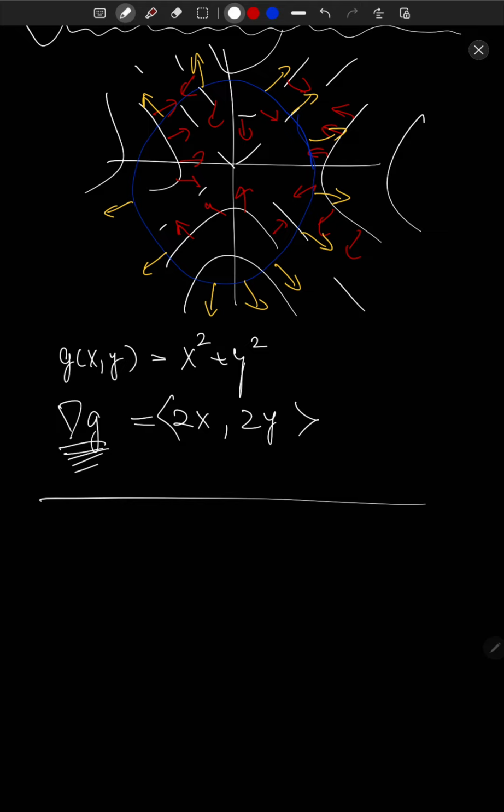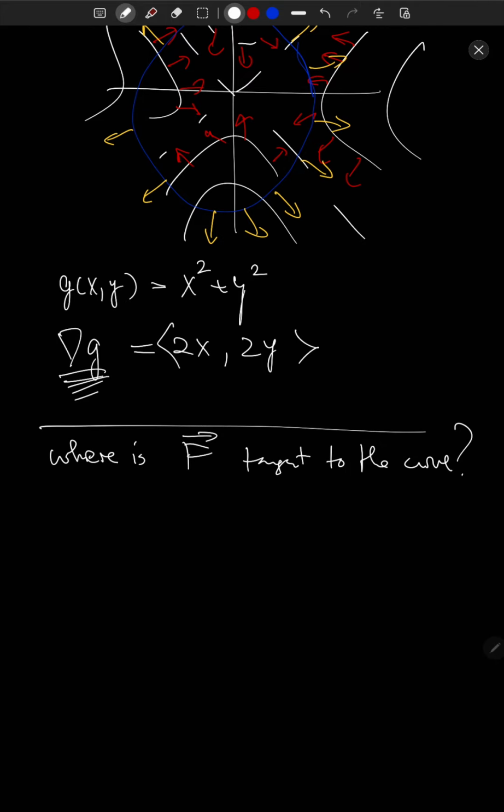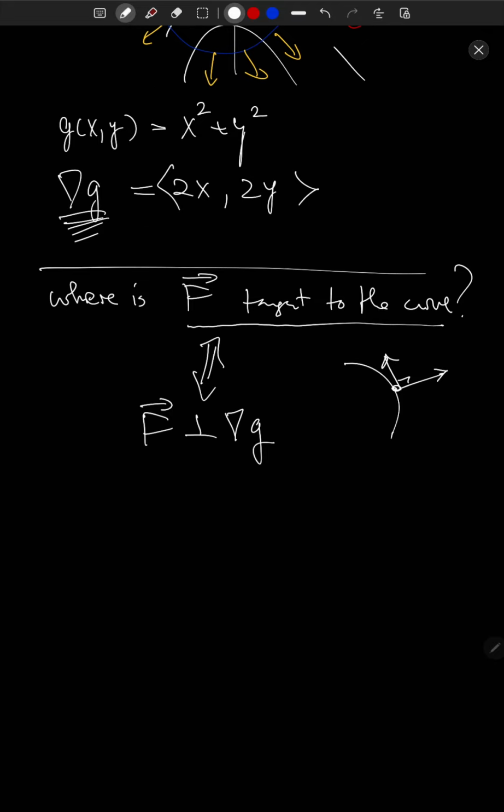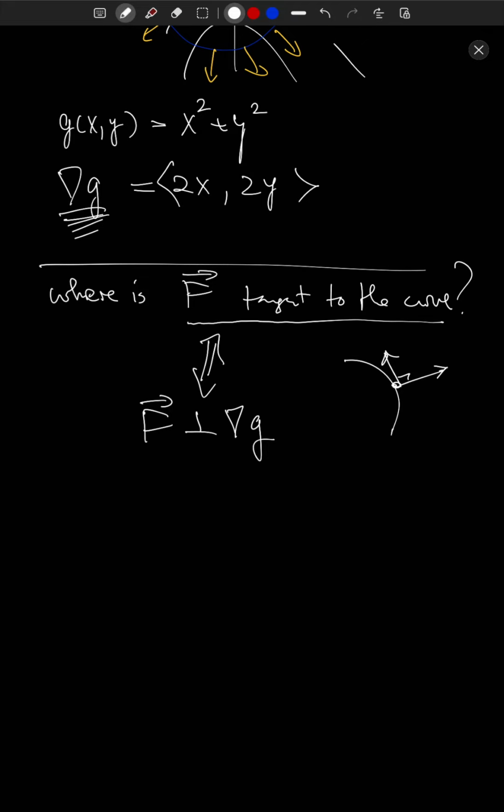For example, if we want to know where is capital F tangent to the curve? Capital F is tangent to the curve is the same as saying capital F is perpendicular to the gradient, because the gradient is perpendicular to the curve. So if I have a curve like this, the tangent looks like that, and the gradient of g always looks like that. It's always perpendicular. So this maybe is the easier way to do the problem.